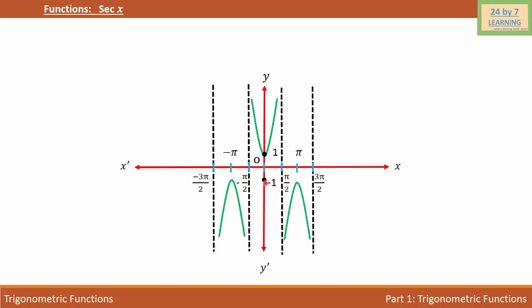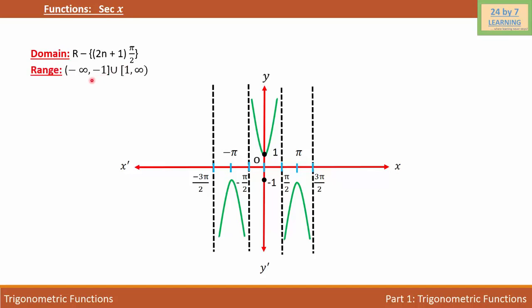And as we can see, the secant function is not defined between negative 1 and 1. So the domain of the secant function is R minus (2n plus 1) pi over 2, which simply means that the secant function is not defined for odd multiples of pi over 2.